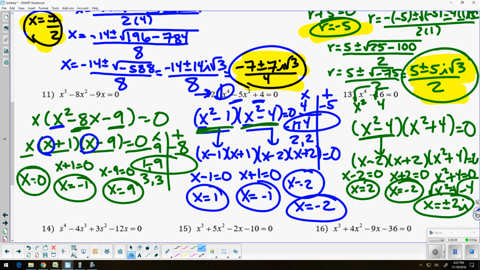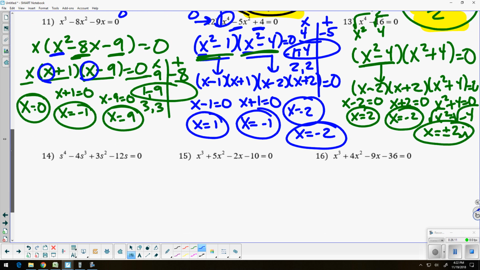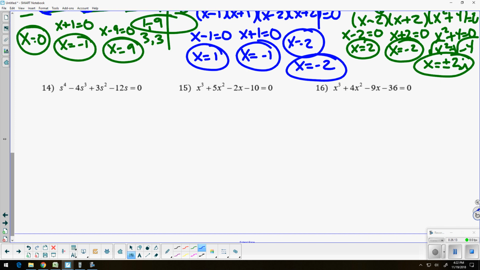Coming down to the next one. How we're going to factor this is by grouping. If you look at it, you have 4 terms, so you have to factor by grouping. However, you do have a GCF to take out of all 4 terms first. Take a look at it closely. What can you pull out of all 4 terms? Take out an s. So then you'd have s cubed minus 4s squared plus 3s minus 12 equals 0.